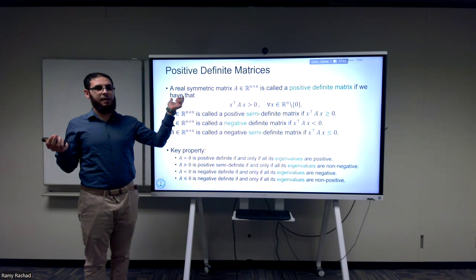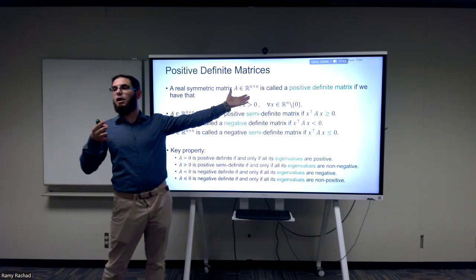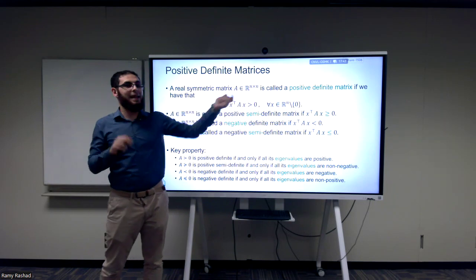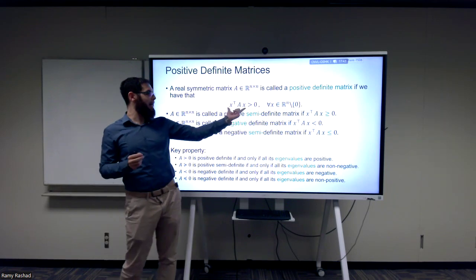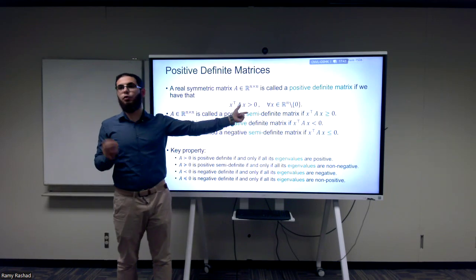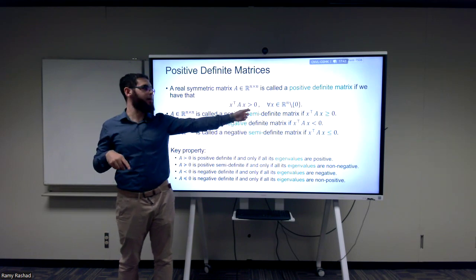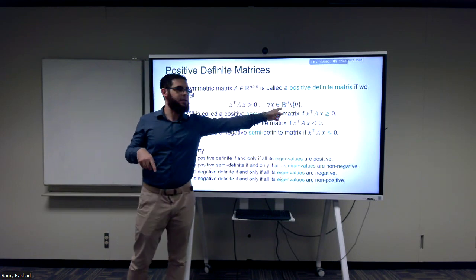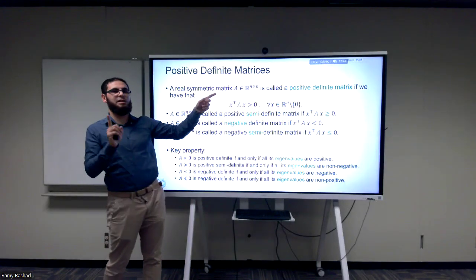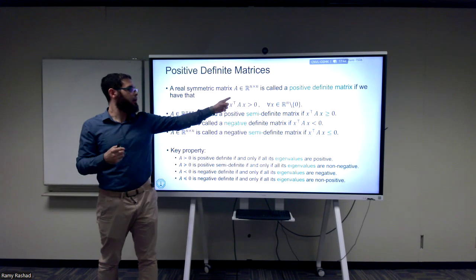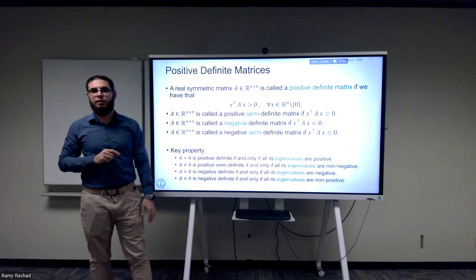If I give you a symmetric matrix A in R^(n by n), we say that this matrix is positive definite if this function made out of A, which is x transpose Ax, is always greater than 0 for all x except for the origin. So if you take any vector that's not the 0 vector, and you multiply x transpose by Ax, you find that this value is always greater than 0.